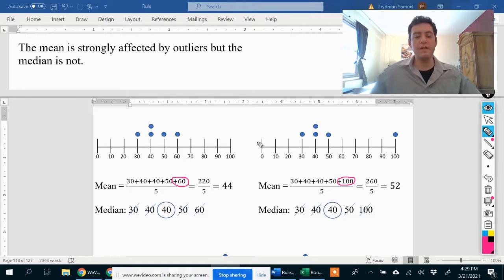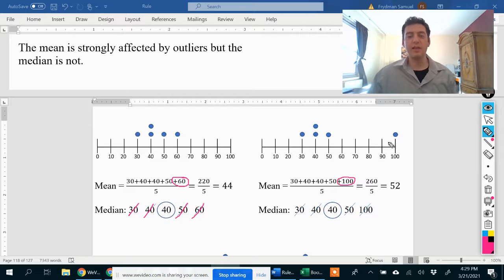Now let's see what effect moving this point from 60 to 100 has on the median. Well, when we calculate the median, we put all the numbers in order from least to greatest. So 30, 40, 40, 50, 60. That's these numbers over here. And then we just cross them out left, right, until we find the number in the middle. Here there's an odd number of numbers, so there is just one middle number. So that's good. It makes it a little bit easier. And that number is 40. So 40 is the median.